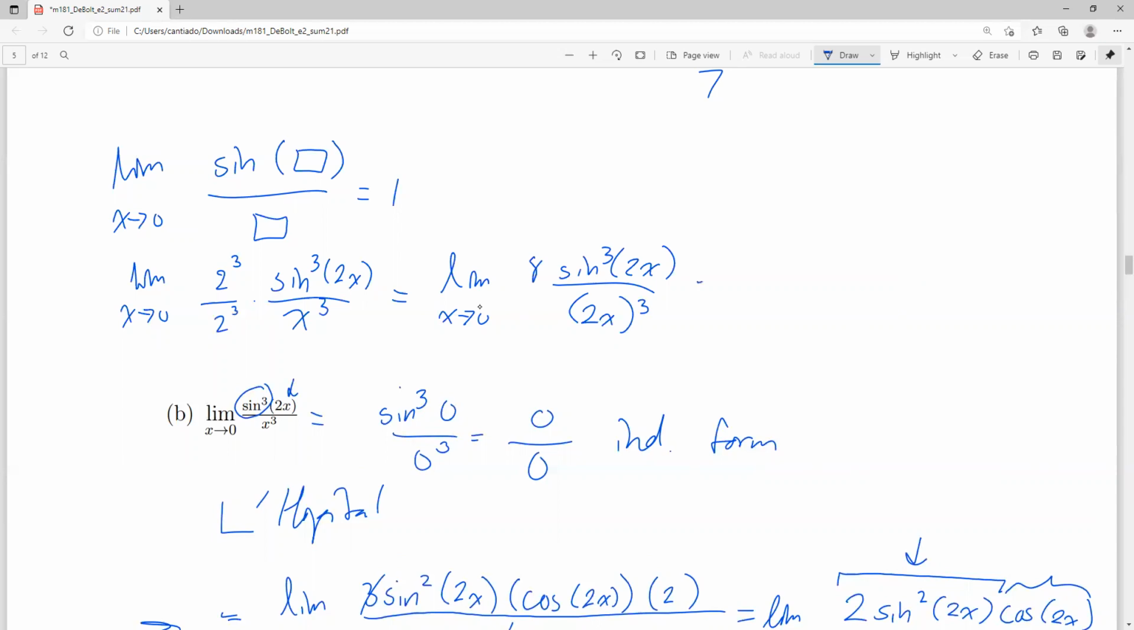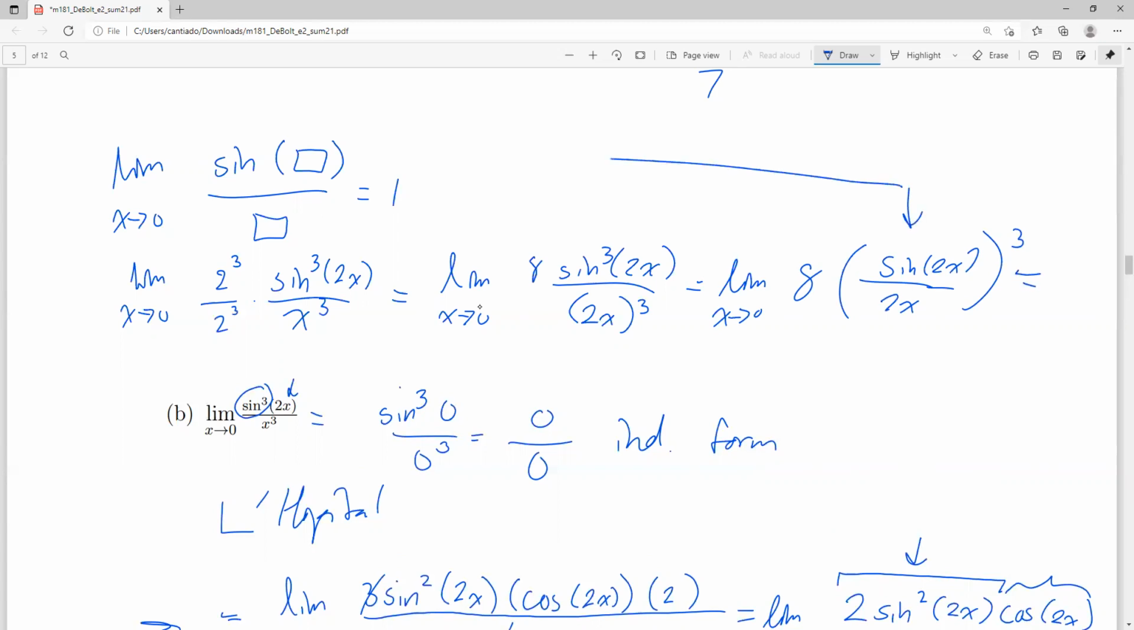And now I can rewrite this even further as the limit as x approaches 0 of 8 times sine of 2x over 2x, all of that cubed. And this is where we can start seeing some things, right? This right here matches this identity right here. So that means that this whole thing inside is just equal to 8 times 1 cubed. So this whole thing's equal to 8.